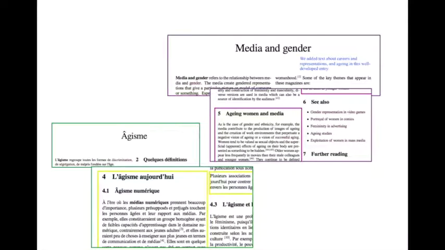These are other examples. We did the same thing for media and gender. We added something about aging women in the media. So our topic is aging, but we can contribute to entries that are about something else but related. For example, this one was just about media and gender, so we added something about aging women. And the third example is agisme, which means ageism, and we added something about digital ageism.